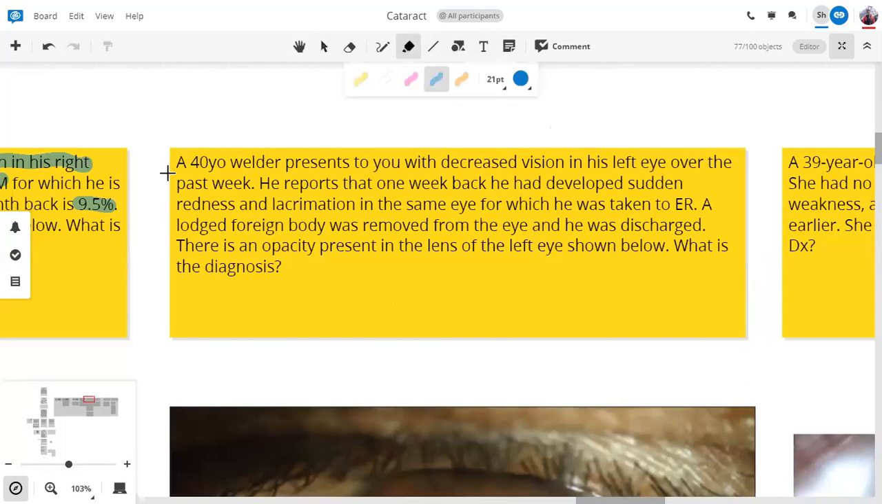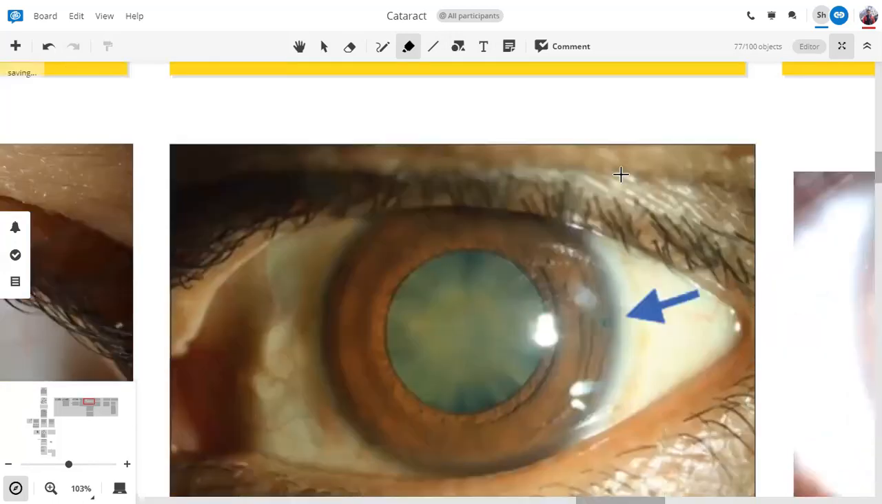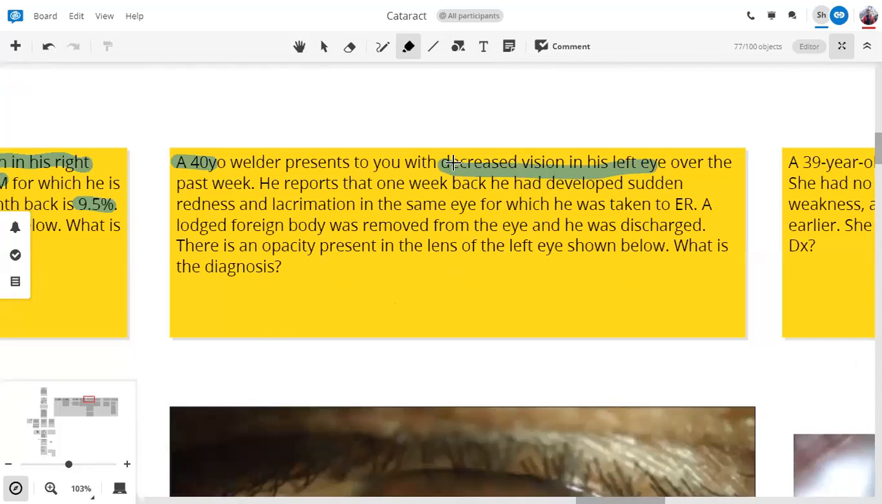Our patient is 40 years old. Again, a little too young for a senile cataract to develop. So let's read it further. Decreased vision in his left eye. All right, left eye here, left eye here. Decreased vision in his left eye over the past week. What this tells us is that this person has an acute decrease of vision in his left eye. It's not sudden, it's acute.